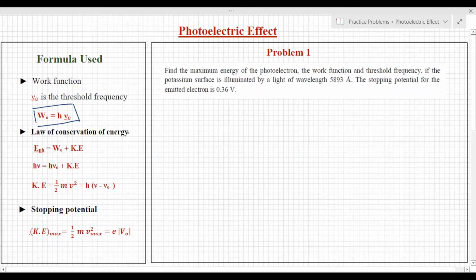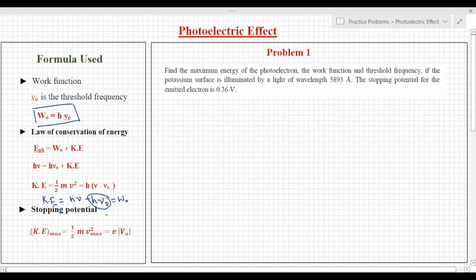The second thing in the photoelectric effect is the law. By applying the law of conservation of energy, Einstein developed his photoelectric equation, where he related the kinetic energy of the electron with the frequency of the radiation. So kinetic energy is represented by h times nu minus nu naught, or simply, the kinetic energy of the electrons is h nu minus h nu naught, where h nu naught is nothing but your work function, and h nu is the energy of the incident photon.